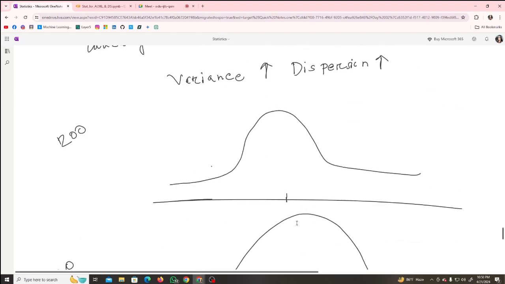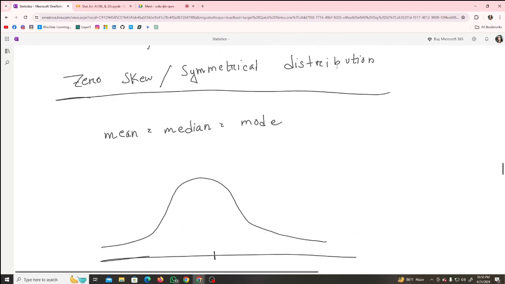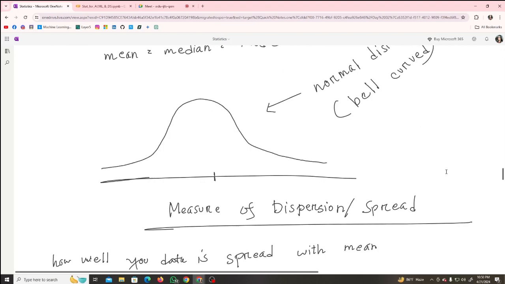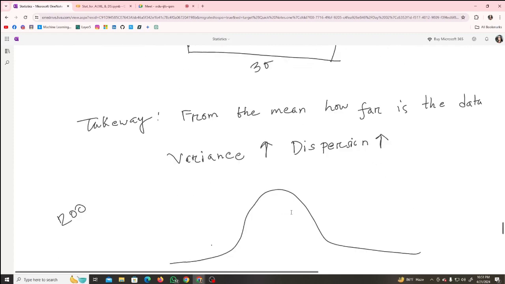mean. And I just missed one thing, that is zero skew or symmetrical distribution. You will also see this type of distribution called a normal distribution or Gaussian distribution. We will get into this topic in further sessions. And this is called a bell curve because it looks like a bell, right? Anyways, this is all the topic that I wanted to cover today.